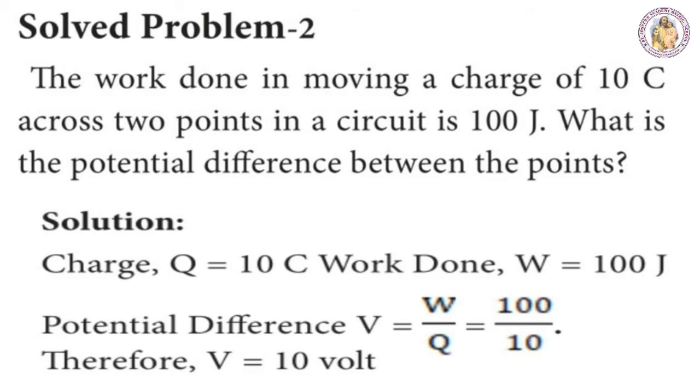Now we have to find the potential difference. You know the potential difference formula: V is equal to W by Q. So what is work? 100. And what is charge? 10 coulomb. When you divide these two, what will you get? Potential difference V is equal to 10 volt.